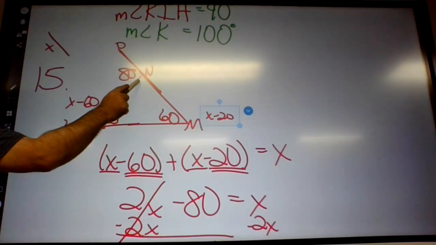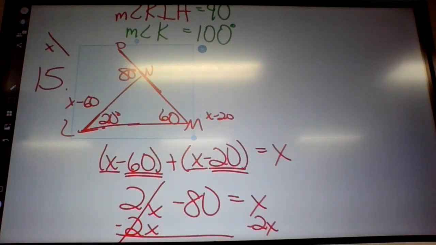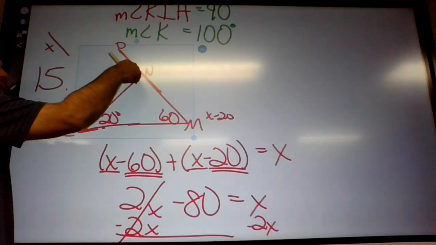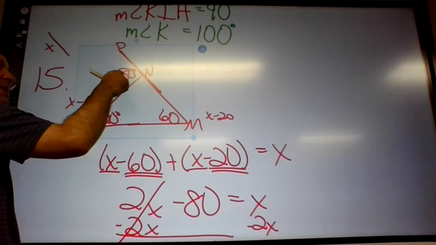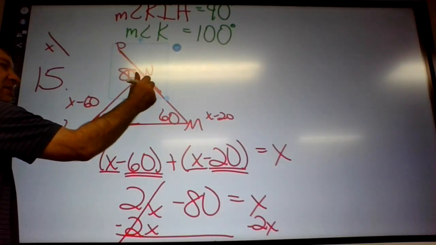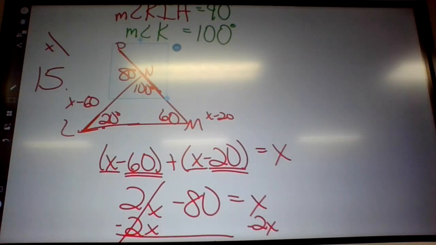And how could I find this angle right here? 180. Right. These two together should add up to 180. 180 minus 80 is 100. Okay, so basically these are all the questions they're asking.